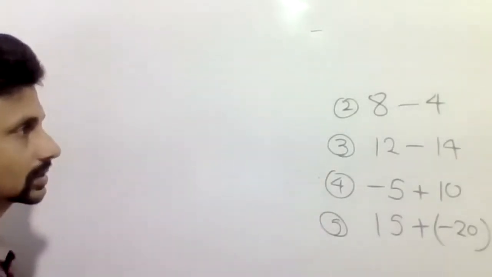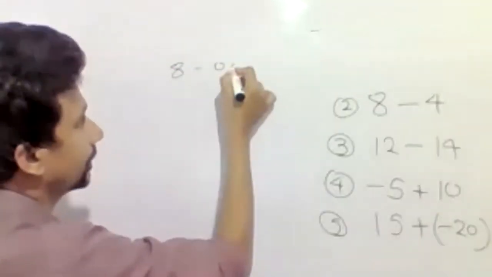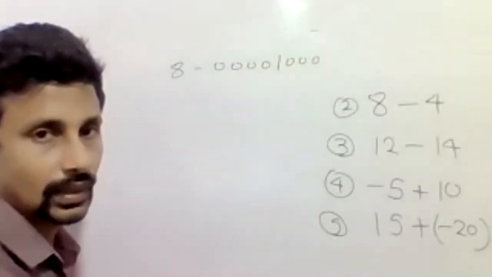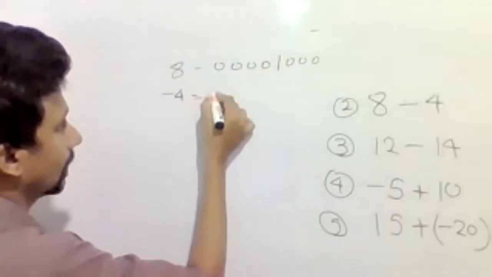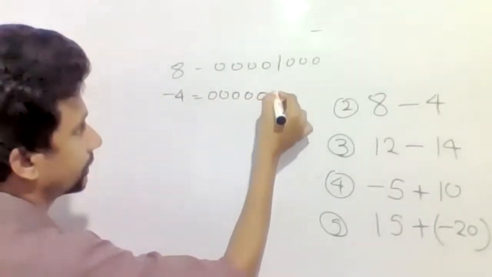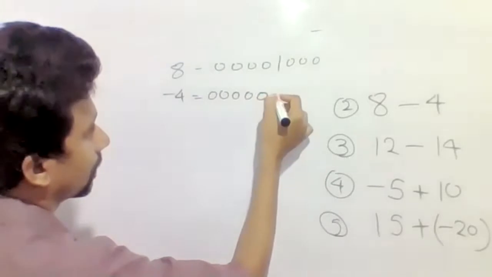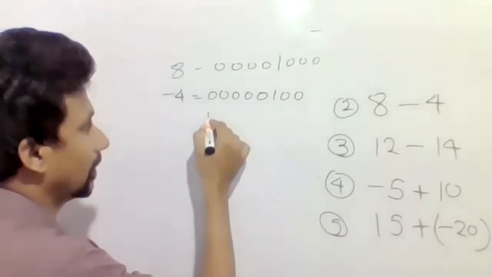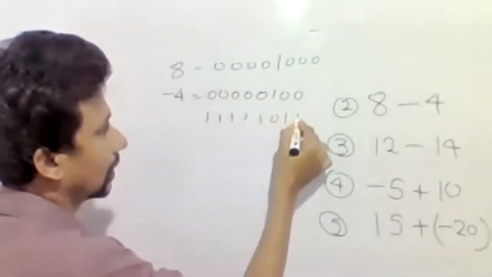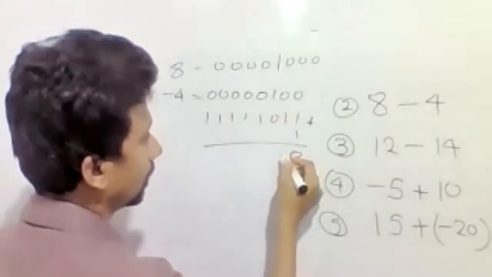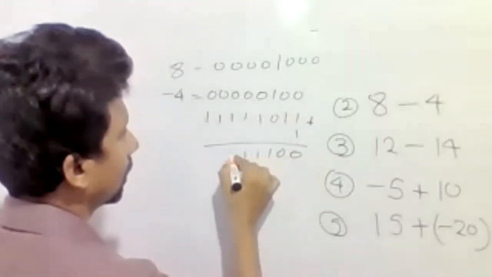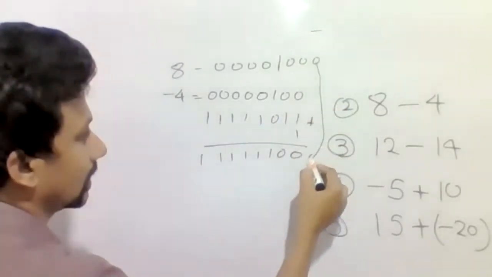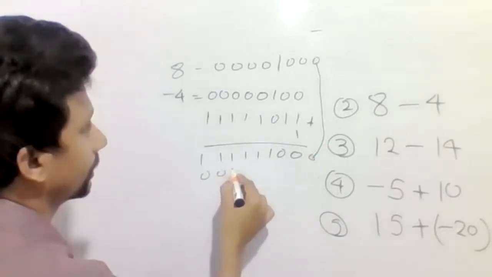Then 8 minus 4. So 8 I write, this is positive: 1 0 0 0. This is 8. Then minus 4. Positive 4 I am writing. This is positive 4. Then I am flipping the bits, the complement. Then add 1 here. Then I am taking this one here. It's easy for me to write.